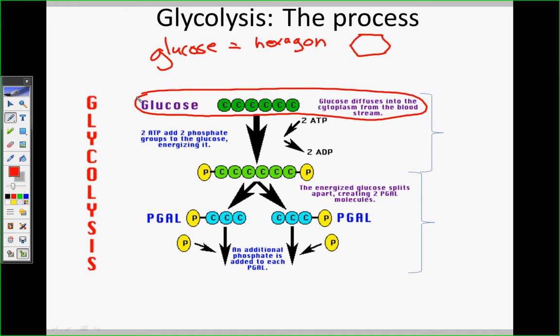Let's take a look. All right, so let's break this down. We talk about glucose. Here it is. But it also says this over here. Glucose diffuses into the cytoplasm from the bloodstream. How does it get into the bloodstream? From the small intestine. We did talk about that. Of course, we have to have some enzymes breaking it down. But it's going to go into the bloodstream from the small intestine.